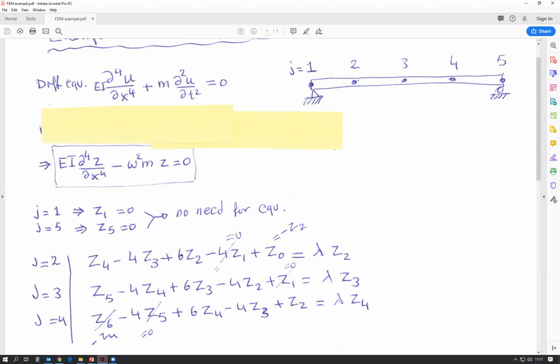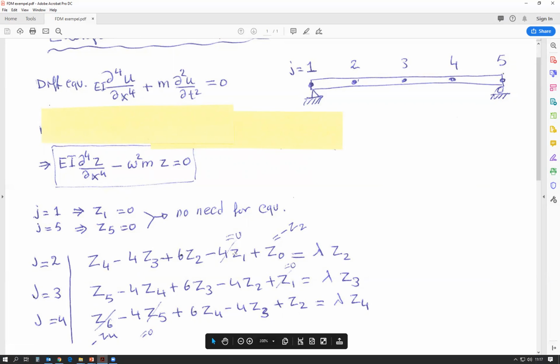So this is the replacement of that. Okay, and then the lambda contains the EI, the mass, the frequency, and the h to the power of 4, as we saw in the previous slide. So this is for point number 2, and then we do the same for point number 3. So this is going to be 3 plus 2, 5, 3 plus 1, 4, 3, 3 minus 1, 2, 3 minus 2, 1. Point number 4, the same way. We don't need to do for point number 5 because it's 0.